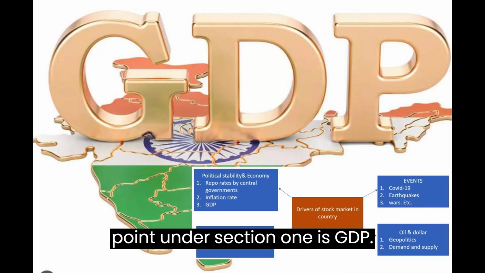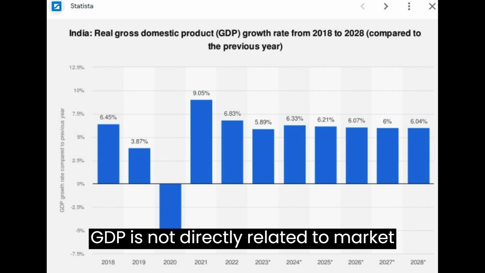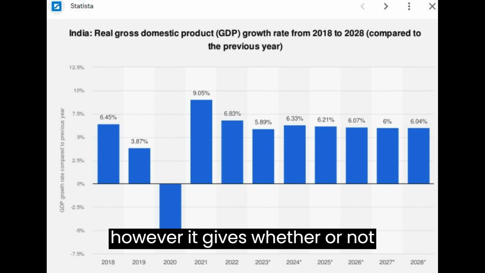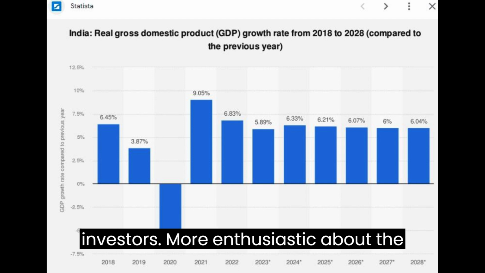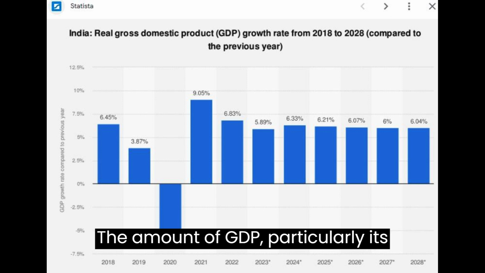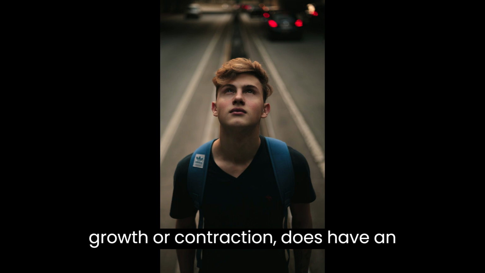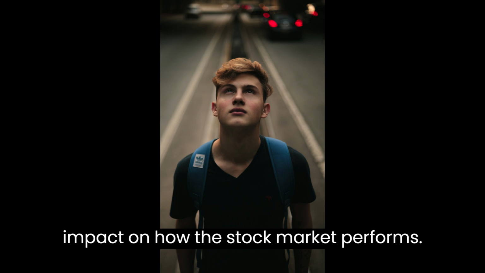The third point under section 1 is GDP. GDP is not directly related to the market. However, it shows whether or not investors are enthusiastic about the future of the economy based on GDP data. The amount of GDP, particularly its growth or contraction, does have an impact on how the stock market performs.